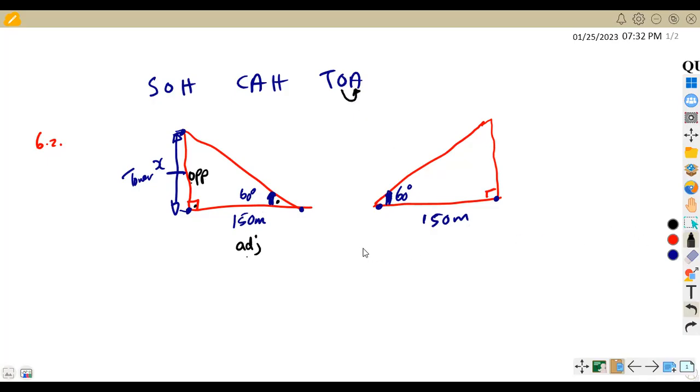That's TOA, which is tan. So the tan of theta is equivalent to the opposite over the adjacent. So that's the ratio. That means the tan of theta, which is the angle of 60 degrees, is equivalent to the opposite, which is the side that we are calculating, which is the height. You can write it as x, or as h to represent the height, over the adjacent, which we said here is 150 meters.